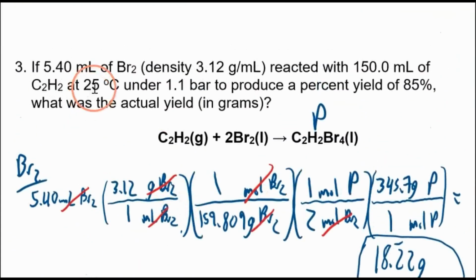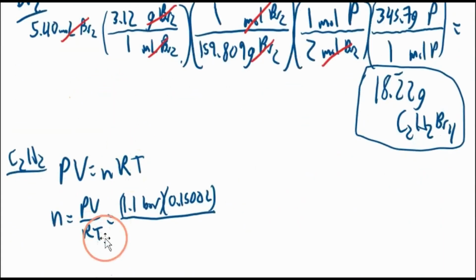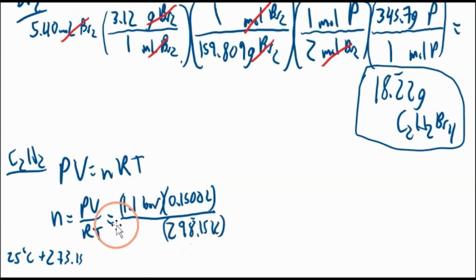The temperature is 25 degrees Celsius. Now we've got to put that in Kelvin, so we add 273.15 to get 298.15 Kelvin. The R we use has to cancel out bars, liters, Kelvin, and moles here, so we will use 8.314 liter bar per mole Kelvin.